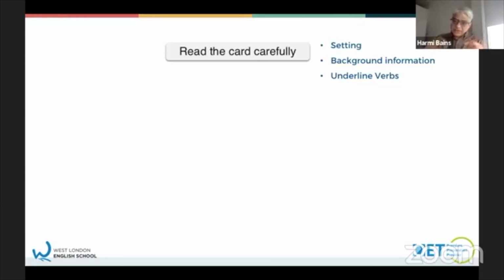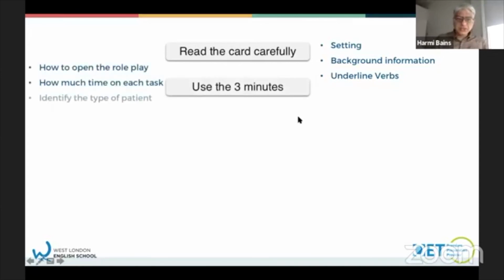So really read the card carefully, think about where you are, and use that context they give you to get as much information about the patient that you can. Also remember to underline the verbs. That can really help you as well. These are the tasks that you do. And remember, you get tasks within tasks as well. So really read your card carefully, put those 3 minutes to good use.